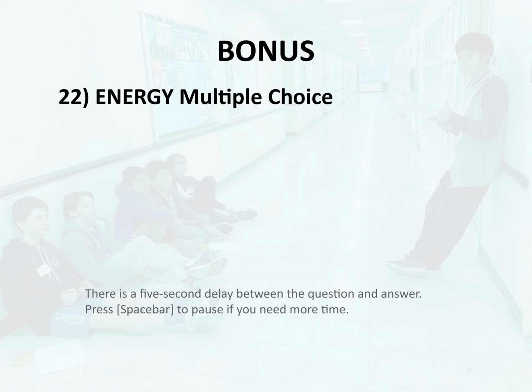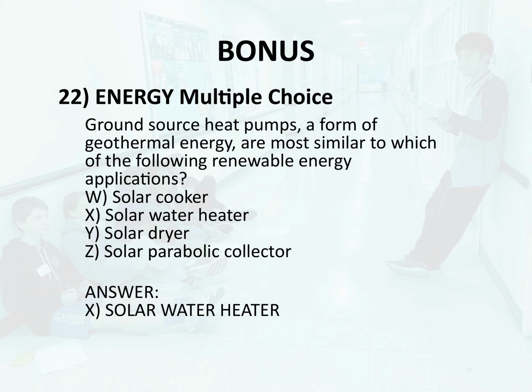Bonus 22. Energy. Multiple choice. Ground source heat pumps, a form of geothermal energy, are most similar to which of the following renewable energy applications? W. Solar cooker, X. Solar water heater. Y. Solar dryer. Z. Solar parabolic collector. Answer: X. Solar water heater.